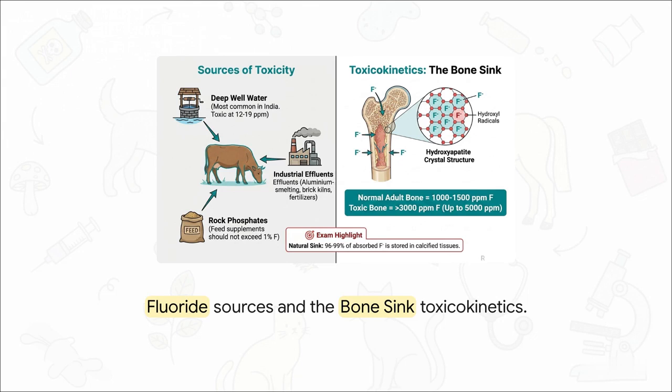Now here's a massive exam highlight. The bone sink toxicokinetics. A staggering 96 to 99% of absorbed fluoride is stored in calcified tissues. It literally replaces hydroxyl radicals right inside the hydroxyapatite crystal structure. Normal adult bone has about 1,000 to 1,500 ppm of fluoride, but toxic bone? That shoots up to over 3,000 and sometimes even up to 5,000 ppm.